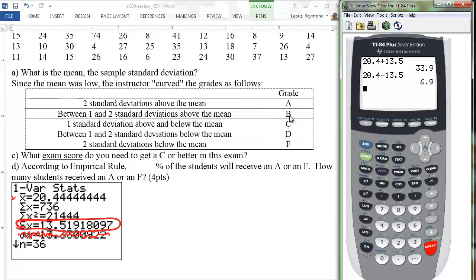So we can continue breaking this up and looking for the B range. So the B range starts from 33.9 or 40. A score of 40 would give you a B, and then we can take a look at what the cutoff is to the A range.